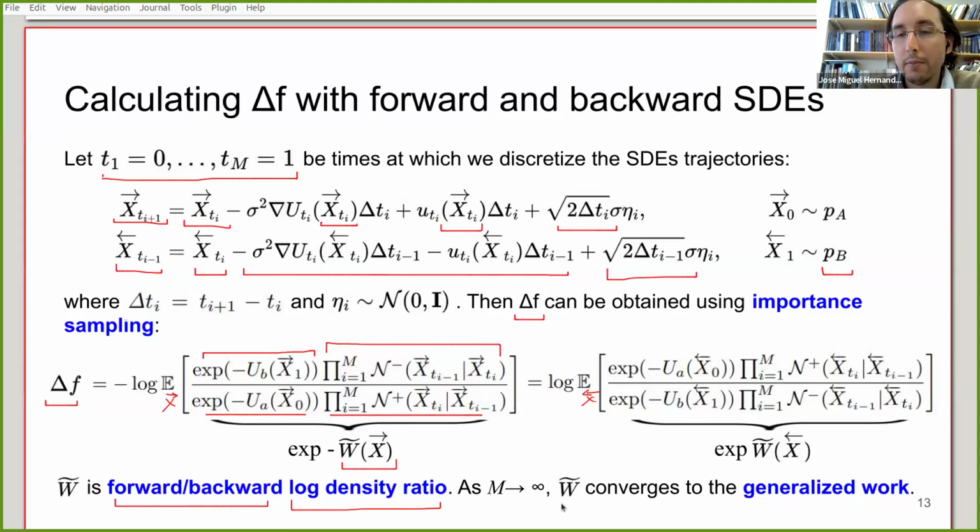And this can be shown to converge to something called the generalized work, which represents how hard it is to transfer the samples from PA to PB through these SDEs. And it appears also in other methods that we're going to see next.